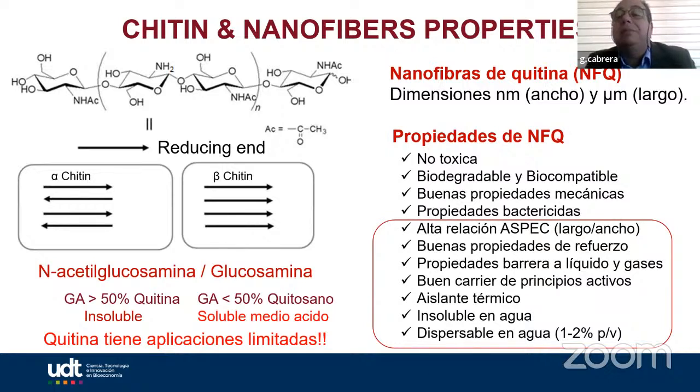Puede ser un buen carrier de principio activo, por tanto se puede utilizar en farmacia, es aislante térmico, es insoluble en agua y es dispersable en 1 o 2%. Por tanto, al tener esta quitina en forma de nanofibra, que la apariencia es un gel, como verán ustedes más adelante, permite toda una multiplicidad de aplicaciones que hoy día no se habían propuesto.